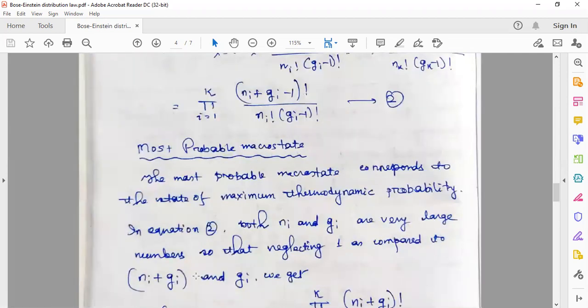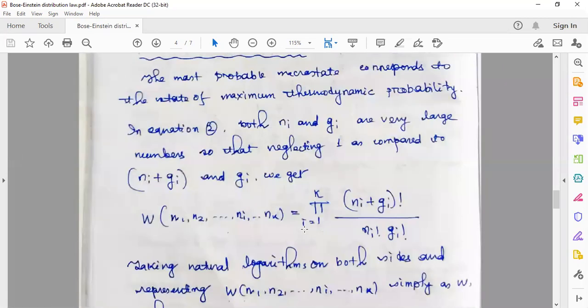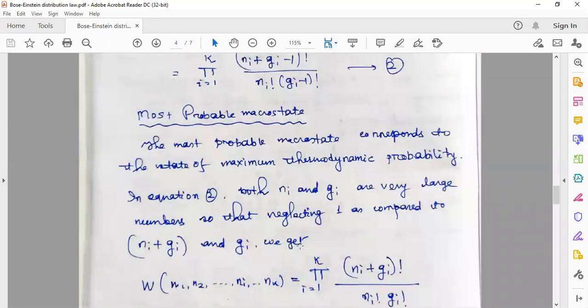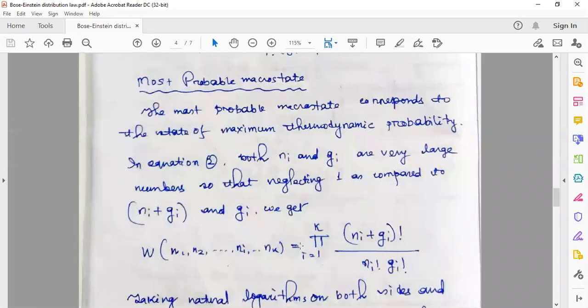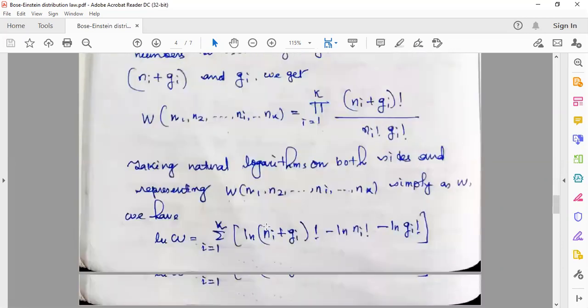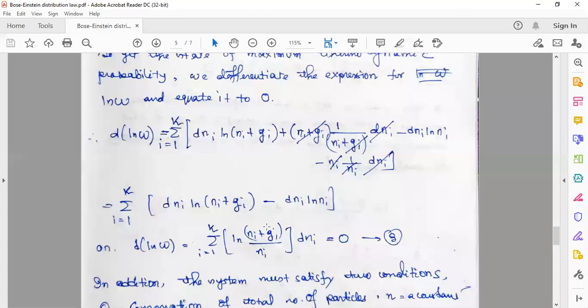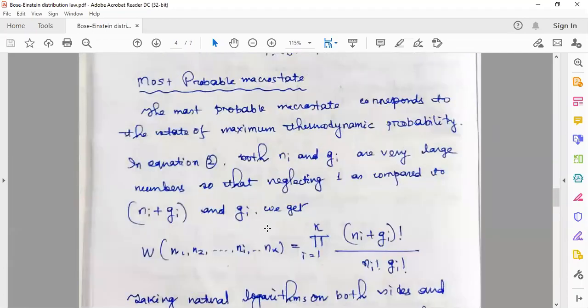Then the most probable macro state. Some expression for that you have to calculate. Macro state means it's a property where many different microstates combine to give one macrostate.